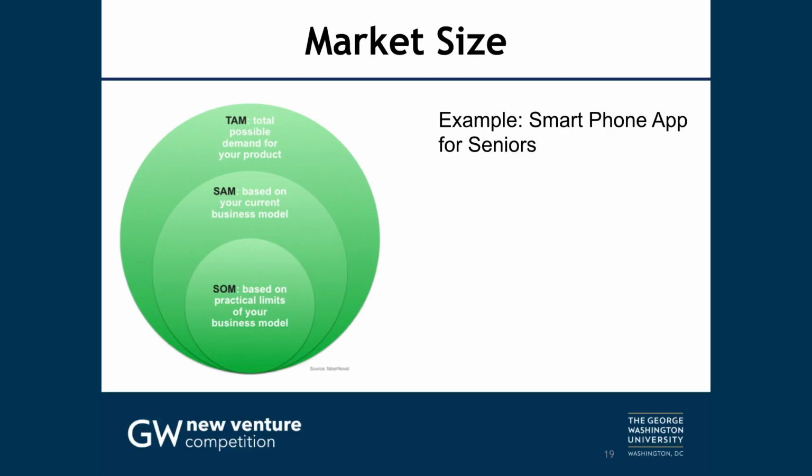So how does that map onto this? So in our example, the smartphone app for seniors, the total available market would be all seniors with smartphones. Now notice I didn't say all seniors. So you have to do a little bit of work and maybe get to the library and dig in a little bit on this. You'd want to know the number of seniors who have smartphones. They would be the total available market for this hypothetical app.